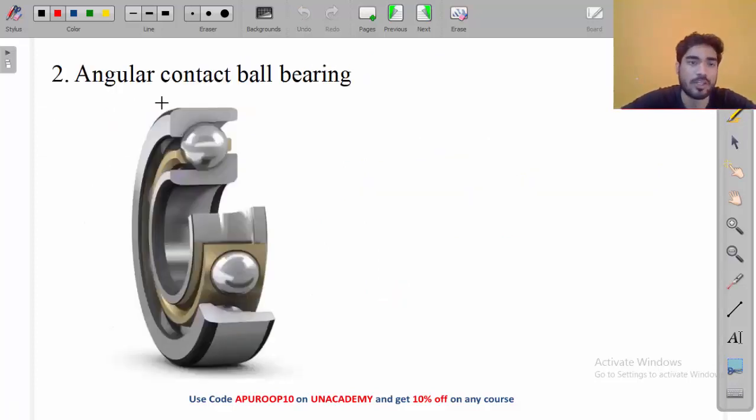Let's move on to the second type of ball bearing. This ball bearing is known as angular contact ball bearing. Now why angular contact? Look at this, my friend. Can you see this groove? How it is cut? It is cut differently. Usually the grooves are cut like this.